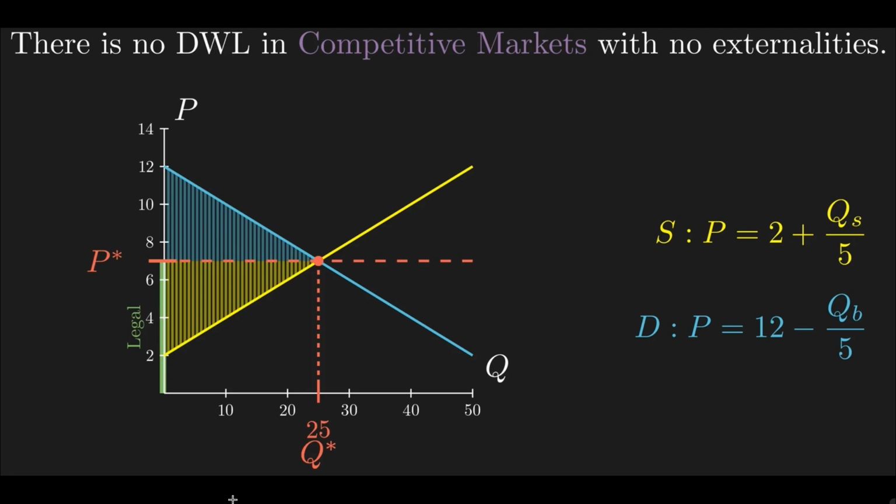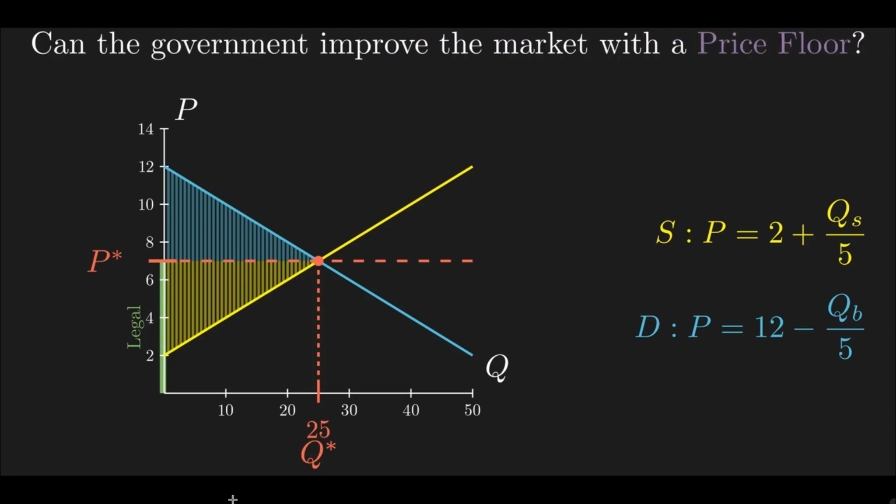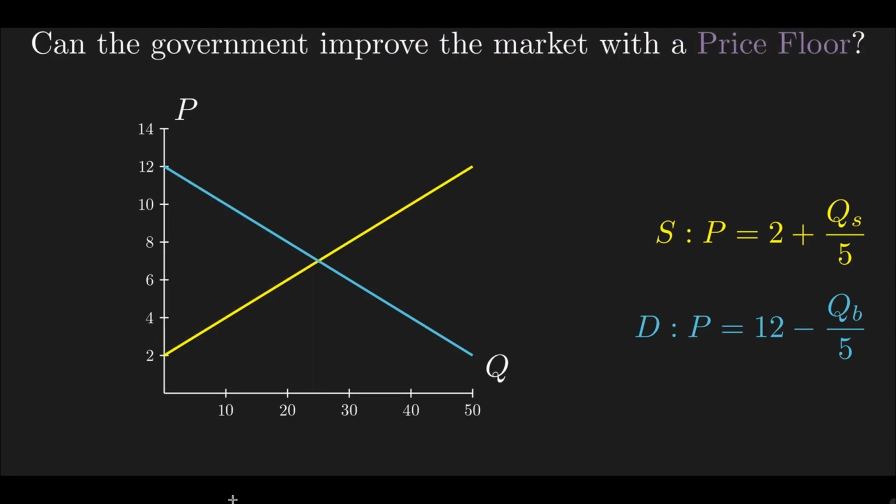There's no deadweight loss in competitive markets like this when there are no externalities. So if the price is too low, we generate deadweight loss. But what happens if the price is above equilibrium? If we use what we call a price floor. Just like with a price ceiling, we're saying the legal prices are above the floor. So the floor is the legal minimum price.